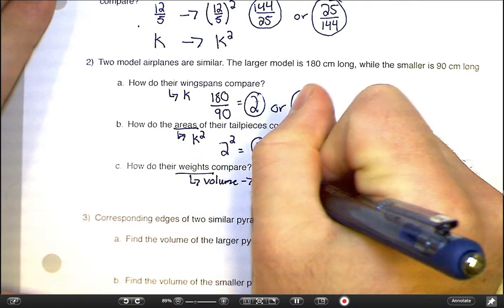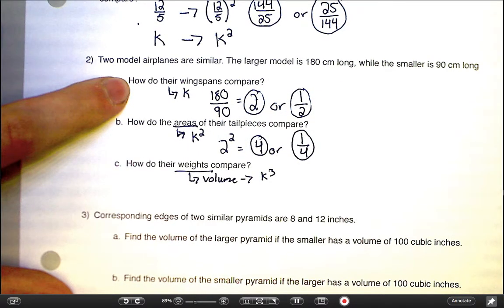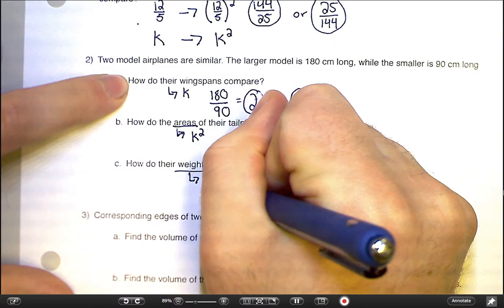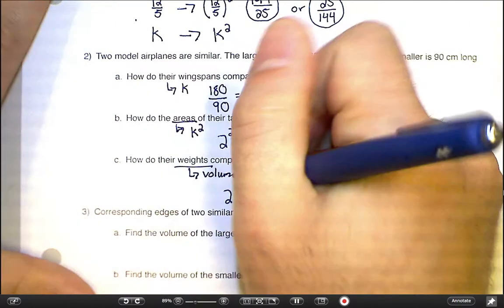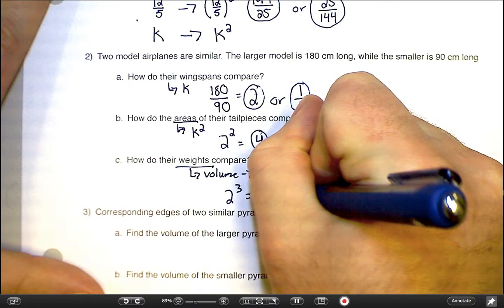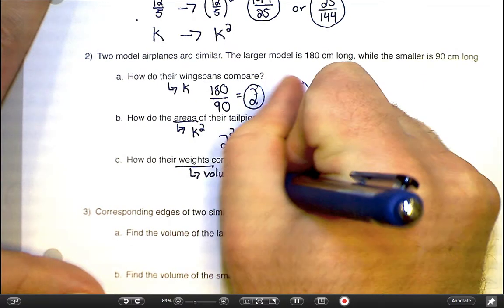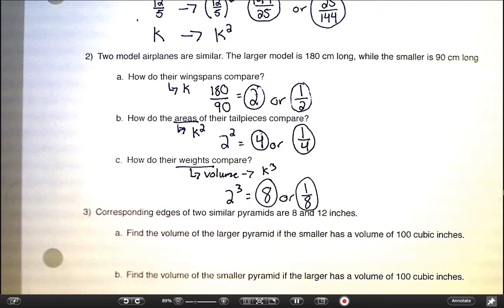Which means we need k cubed. And again, I already have k from part A, so I'm going to go ahead and take that 2 and raise it to the third power. 2 to the third power is 8, or we can go ahead and write that as a fraction again as 1/8. So we have 8 or 1/8.